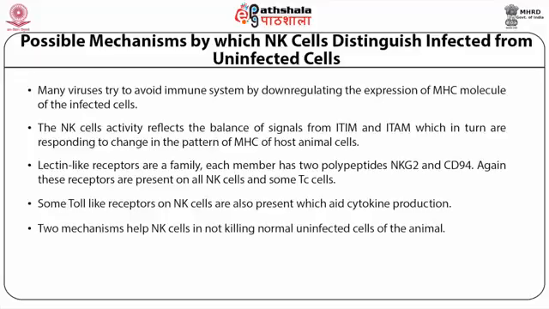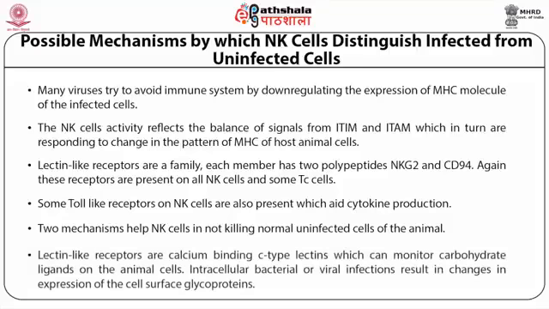Two mechanisms help NK cells in not killing normal uninfected cells of the animal. This regulation operates via both activation and inhibition mechanisms, as explained while discussing the role of the KIR receptors tracking change in the expression of MHC molecules on the animal cell surface. Lectin-like receptors are calcium-binding C-type lectins which can monitor carbohydrate ligands on the animal cells. Intracellular bacterial or viral infections result in changes in expression of the cell surface glycoproteins.